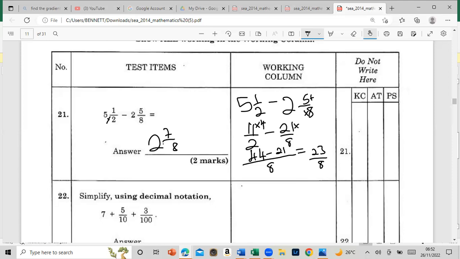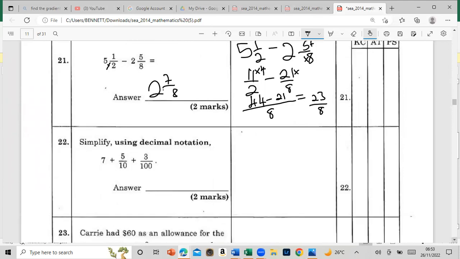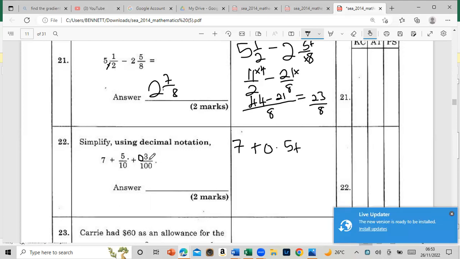Alright, let's move on to 22. It says, simplify using decimal notation. 5 over 10 is the same as 0.5. How we do that: the decimal point is here, and when you're dividing, you move one place. So this is 0.5. And for 3 over 100, we put an extra 0, as the decimal point is here, so we need to move 2 places. So that would be 0.03.